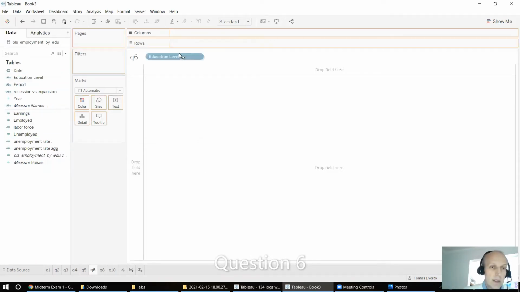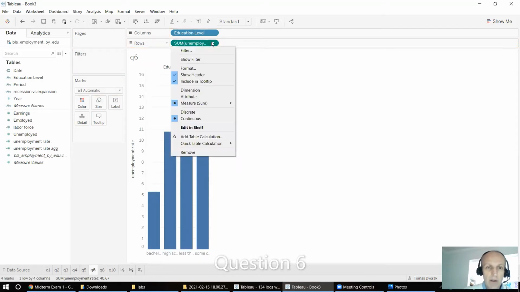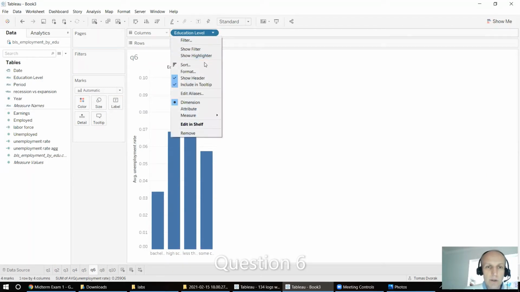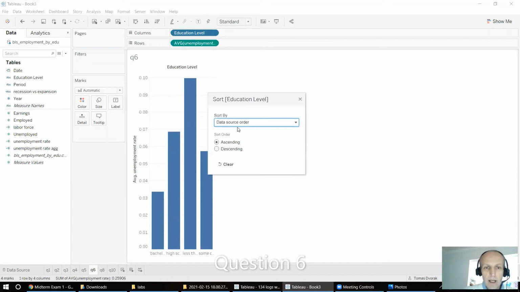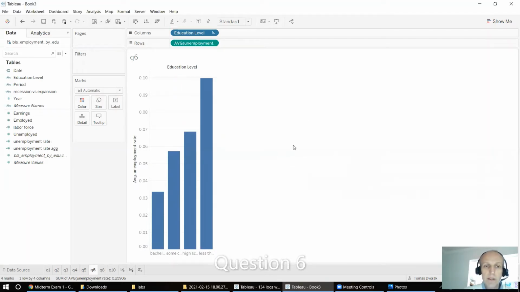So let's put the education level over on the columns shelf. Let's put unemployment rate, rather average unemployment rate, on the rows shelf. Let's again sort education level so that it is indeed in the order of degree of education, moving some college up there. And nicely we see straight away that the unemployment rate is much higher for lower education levels.